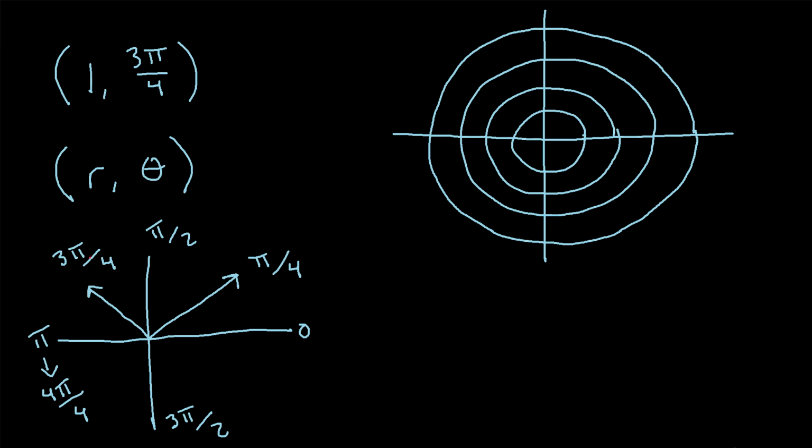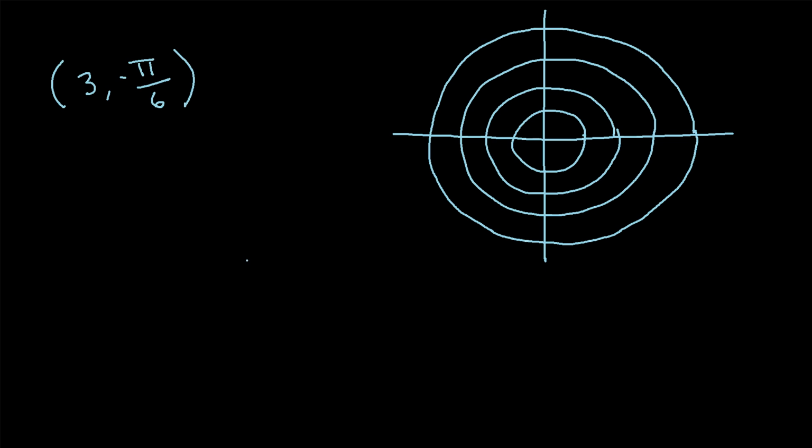And we just identified that the angle is 3 pi over 4. So if 3 pi over 4 extends somewhere over here like this, then we're simply going to plot the point on the circle that has a radius of 1. So right here. That's where 1, 3 pi over 4 would land.